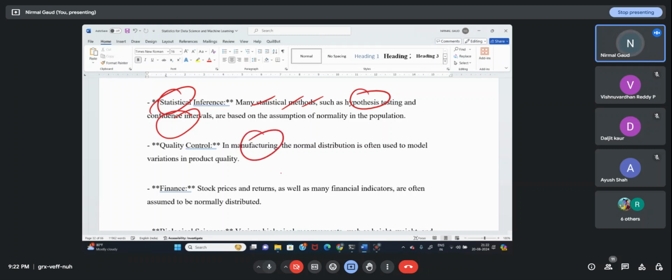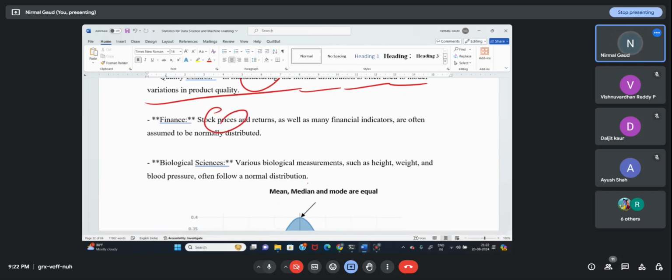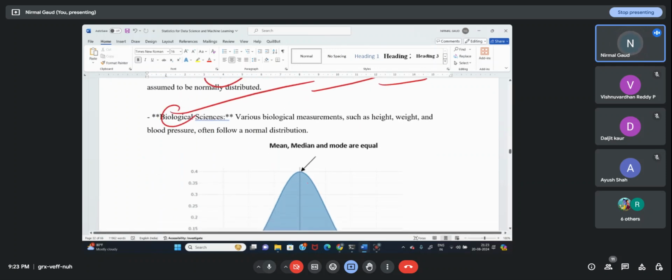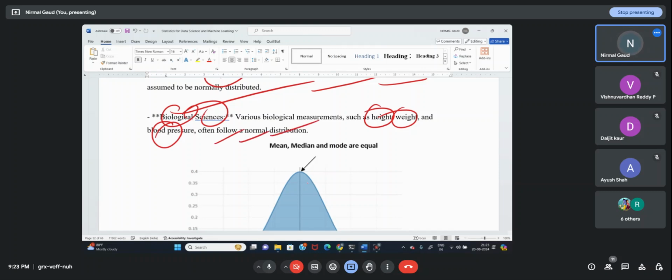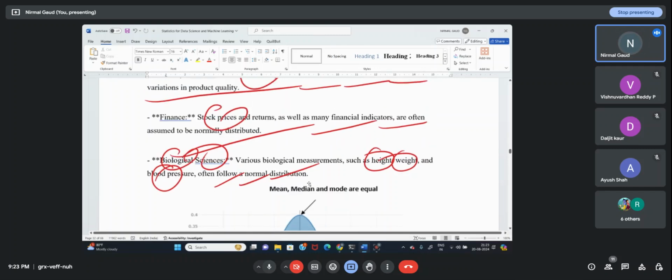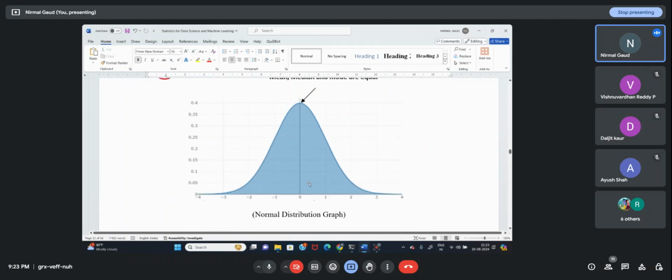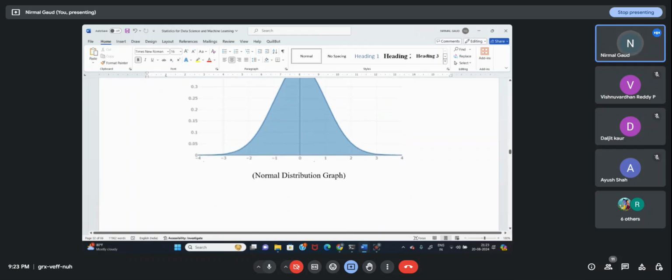In manufacturing also, the normal distribution is used. In finance also, stock price prediction and all these things, normal distribution is used. In biological sciences also, we use the normal distribution, such as height is normal, weight is normal, age is normal. Biological and many other things have normal distribution. So as I already told, in most of the cases we have normal distribution, yeah, Gaussian distribution present. And this is the diagram I already made multiple times. Mean, median, mode are equal, and this is normal distribution.